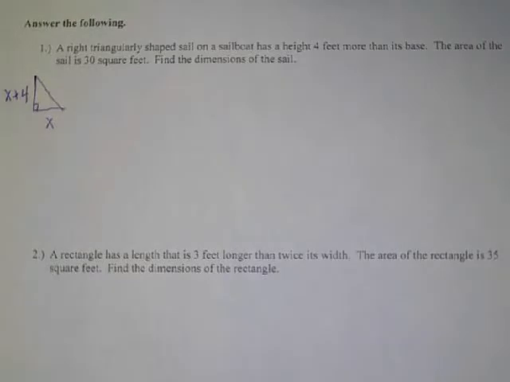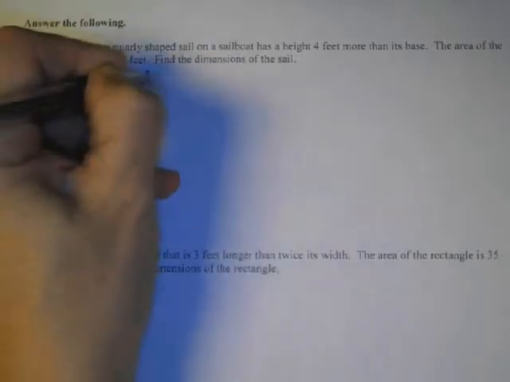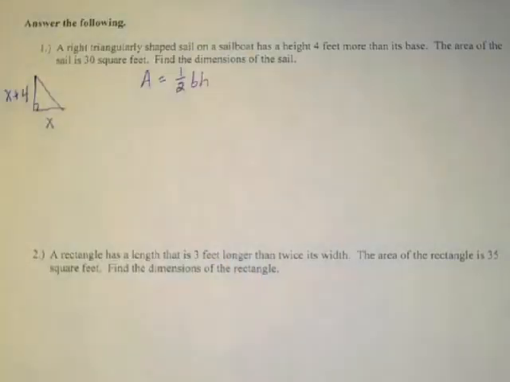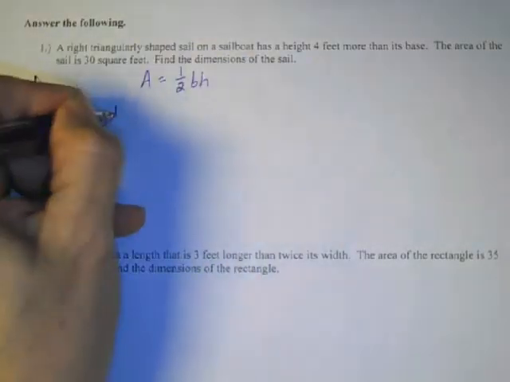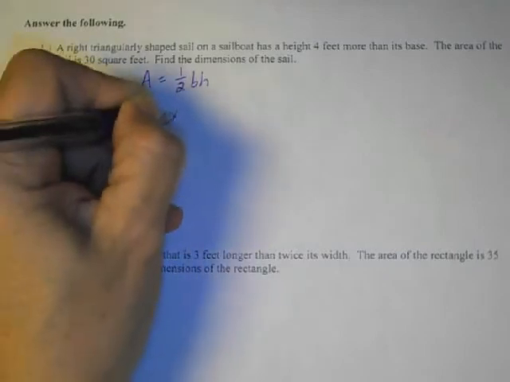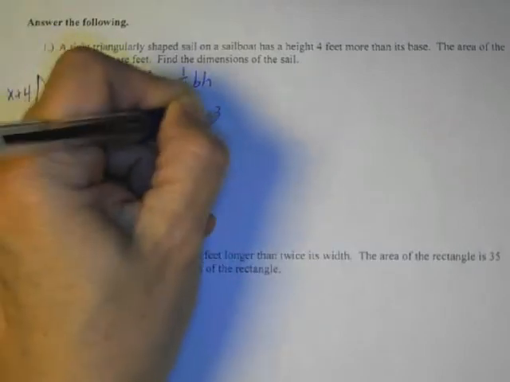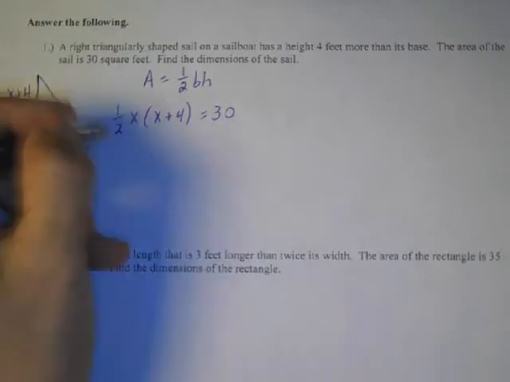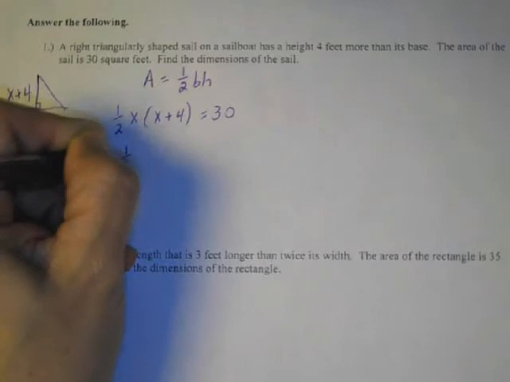It says the area is 30 square feet, so we have to remember how to calculate the area of a triangle. The area of a triangle is 1/2 base times height. So I can build an equation. I can say 1/2 x times (x plus 4) equals 30. Now, probably for a lot of us, we would rather not work with that 1/2. I'm going to multiply both sides by 2 to clear it out.